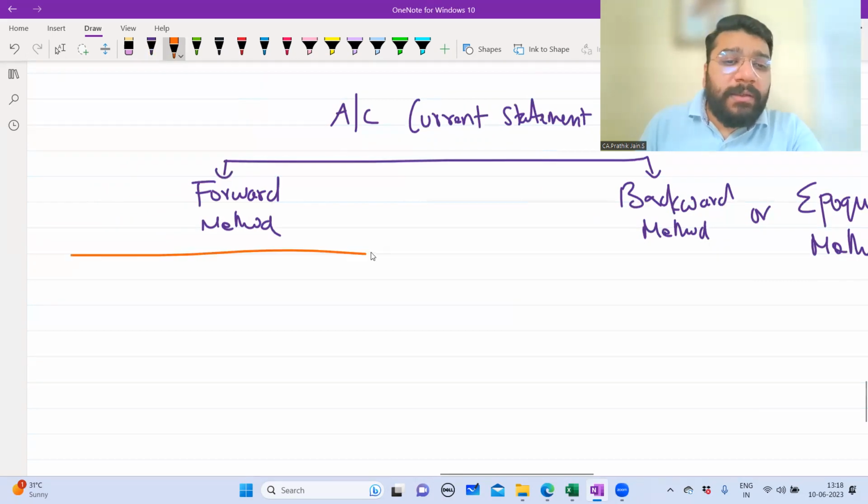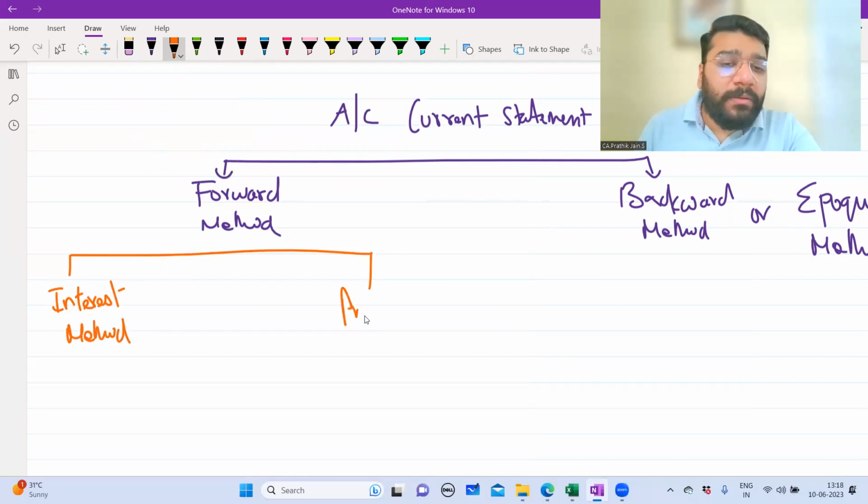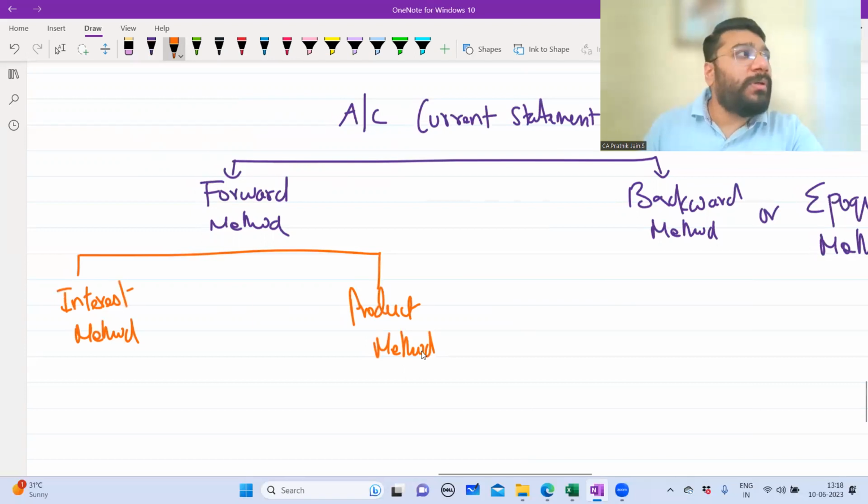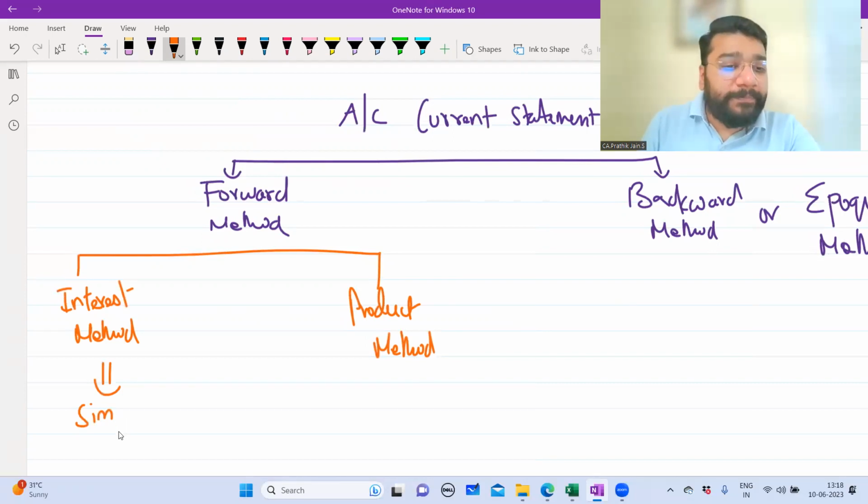Again, this forward method is subclassified into two types. One is the interest method. Second is the product method. If I have to relate this, I relate this to interest on drawing. In interest on drawing, we had methods, no? Simple method, product method. So this interest method is like the simple method under interest on drawing. This is the simple method. This is the product method.